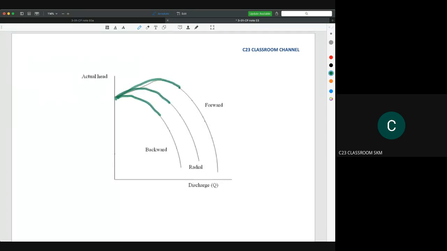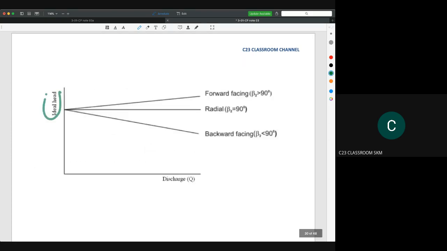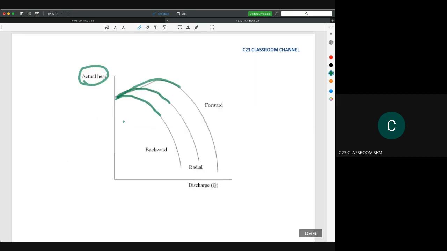So this is the actual head, and this graph is the ideal head. That's why for the ideal head you will find it goes straight like this, while in the actual head it might be a little bit curved. Okay, it is at this region. But if you take a wider angle, you will find that the flow rate Q will curve like this.